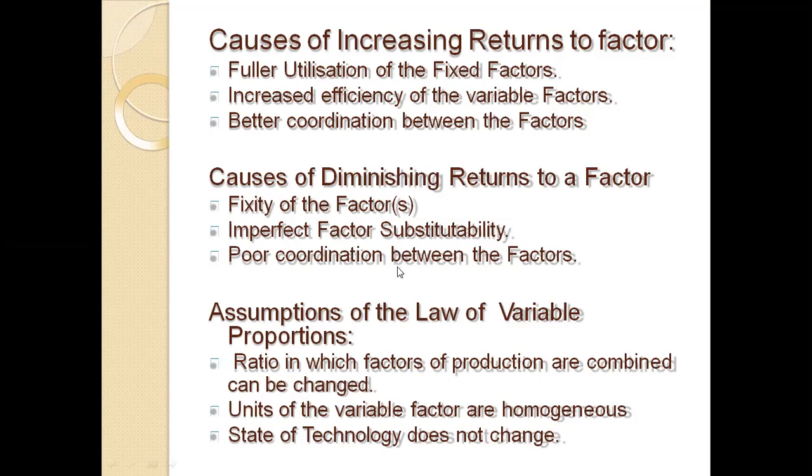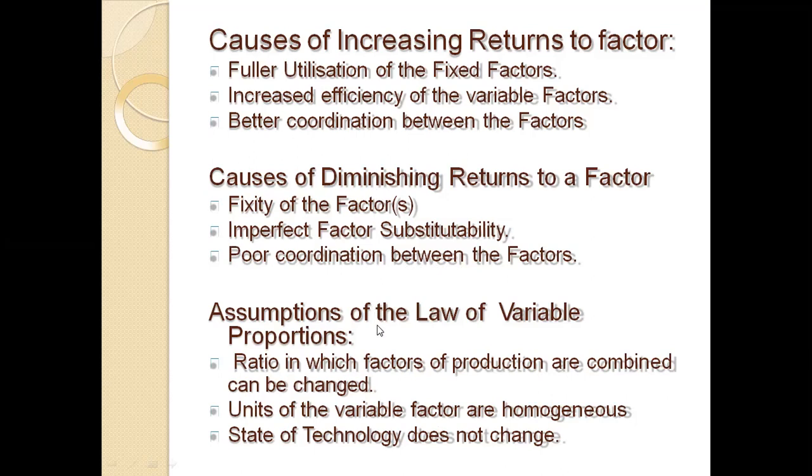The next one talks about poor coordination between the factors. Increasing the variable factor disturbs the ideal factor ratio. If you go on increasing the variable factor, it is going to disturb the ideal factor ratio. For example, if there is a machine which needs 10 laborers and you are employing 20 laborers on that, then there is poor coordination. The ideal factor ratio is disturbed, because of which you're going to get diminishing returns.